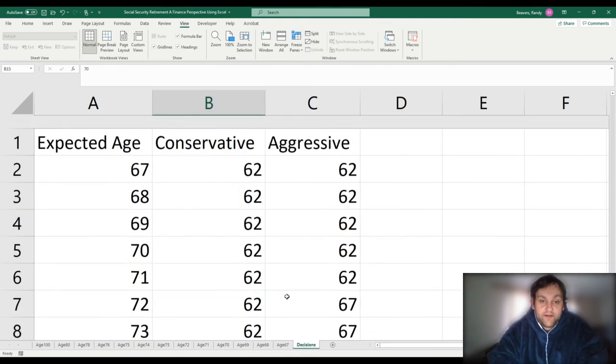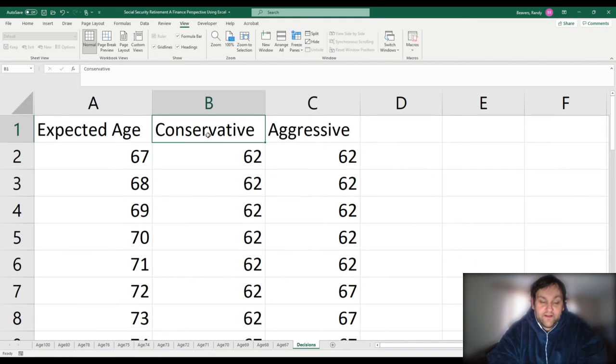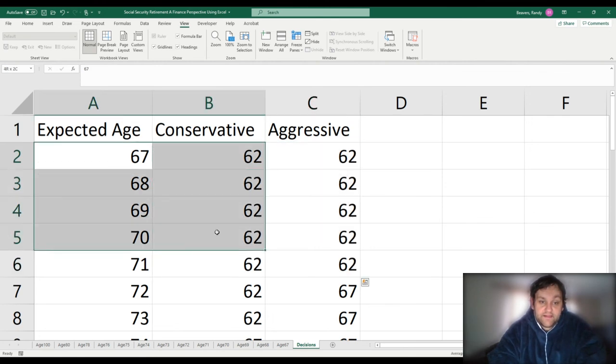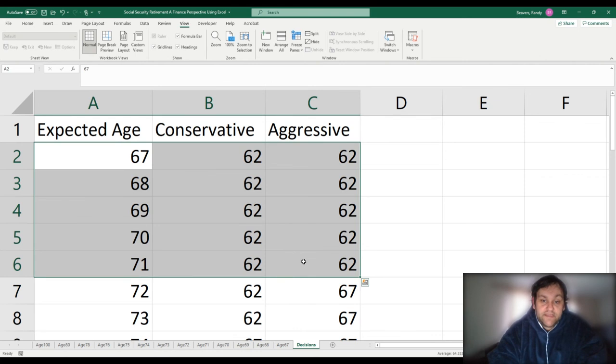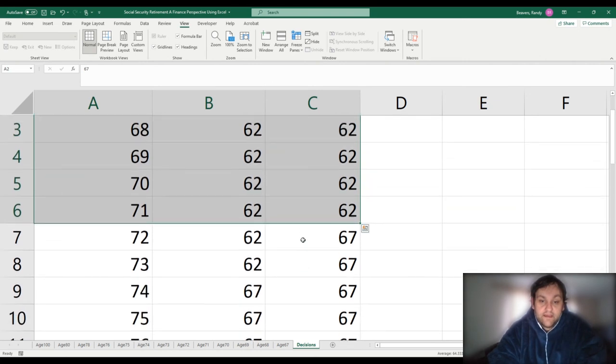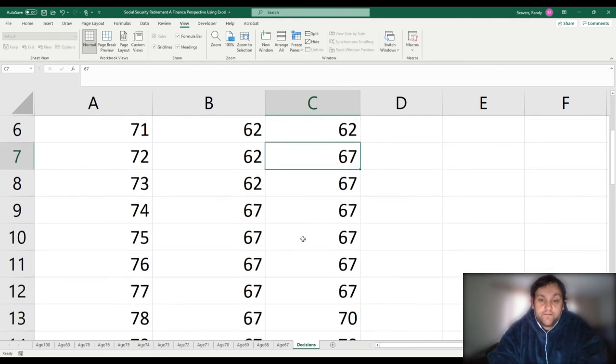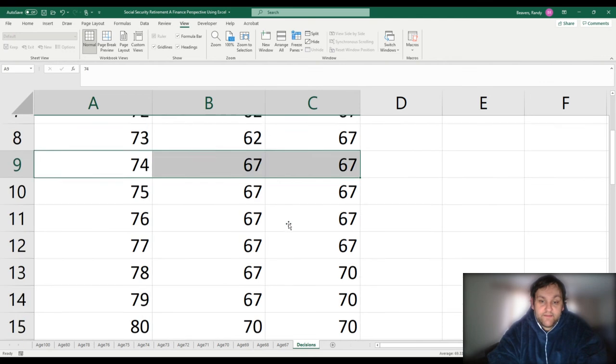So here is a summary of your decisions. Conservative here, I assumed like a 5%, and aggressive is double digit. So you can see that early on, if you're not expecting to live long, and this is expected age of life, you should take early retirement regardless. That swaps at age 72. You should take your full retirement at age 67. It swaps for everybody at 74.